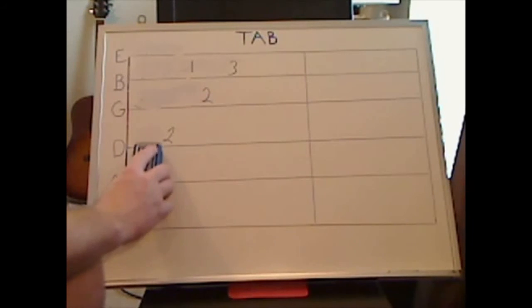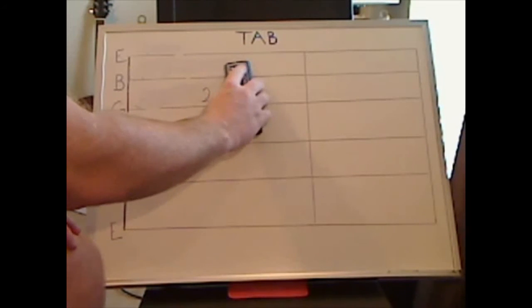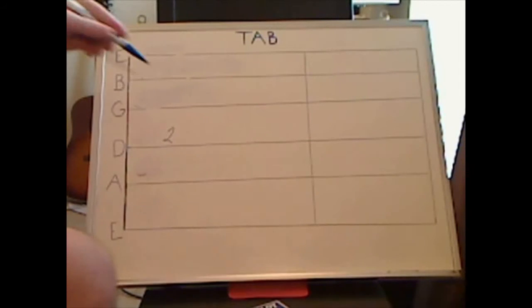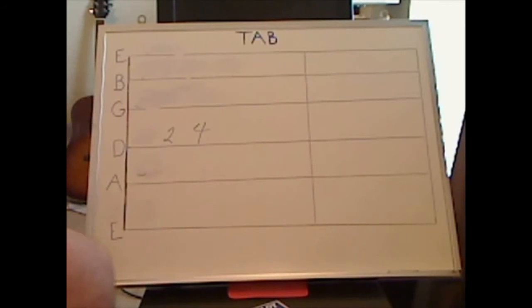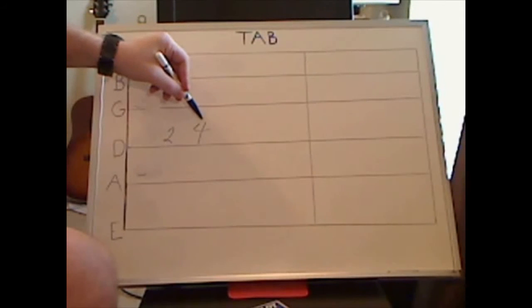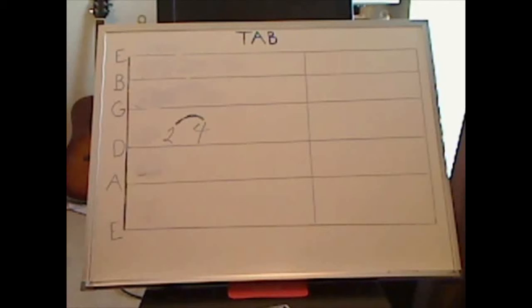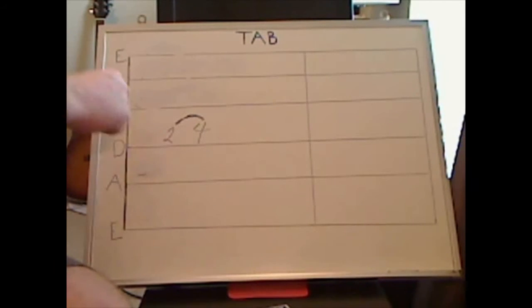All right. Now, let's say I don't want to do a slide, but I want to go from the 2nd fret to the 4th on the D string, but it's not a slide, it's a hammer. Okay? This is how that's usually written. Kind of like a little bridge that goes over from the 2nd fret to the 4th fret on the D string.